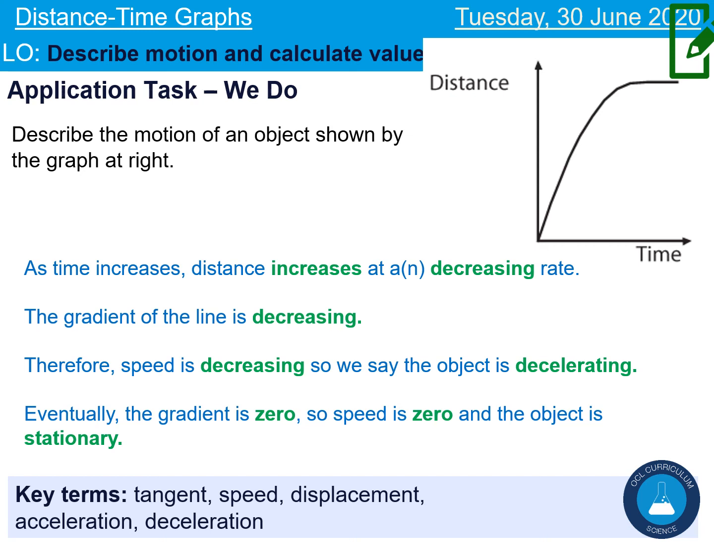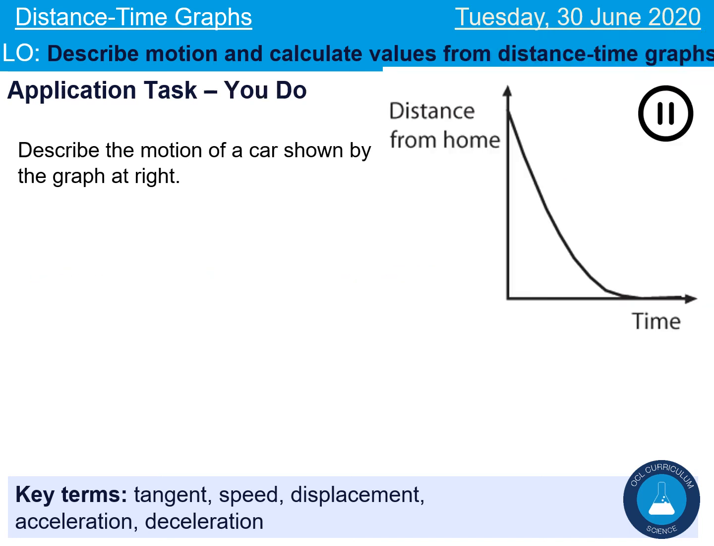We can see that the gradient of the line here is decreasing because it becomes less steep. And a reminder that if that gradient changes, the speed must be changing. So if the gradient's becoming less steep, the speed is decreasing. Really well done if you noted that as that gradient reaches 0 at the top, and the line becomes horizontal, that must mean that the speed of the object is 0. Please now pause the video and complete the You Do section.